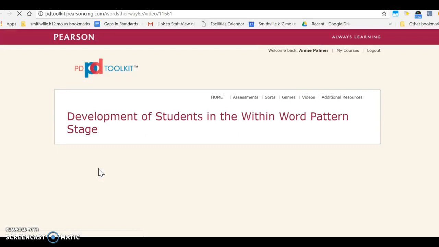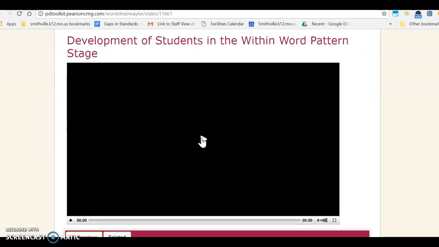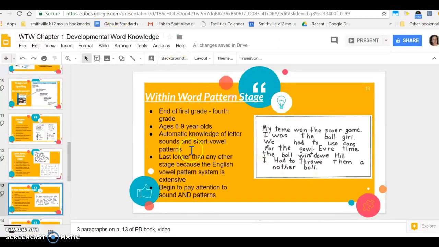It will not play on my Screencast-O-Matic. Well, it will play, but it doesn't play the audio. And so I cannot play it for you on here. So please watch that. They give you a little bit more information about what to see within the within word pattern stage. And they show you what readers are like within that stage as well, to show you the correlation between the two. So that ends this video. Our next video will be on syllables and affixes and the derivational relations stage.